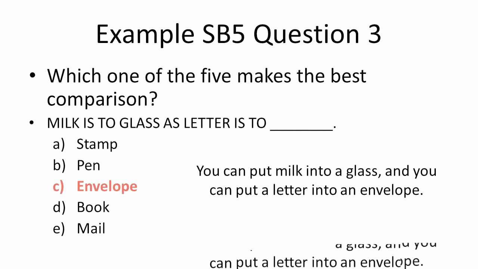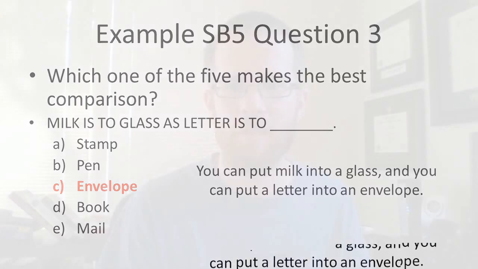And yeah, I know you can put a letter in all kinds of things. Like you can put a letter in the mail, you can put a letter in a book, whatever. But the primary container for something like milk would be a glass, and the main container for something like a letter would be an envelope. So that makes the best comparison. So obviously many of these Stanford-Binet questions do require a certain level of knowledge, but that's not really what they're testing here. They're more so just testing your ability to adapt.